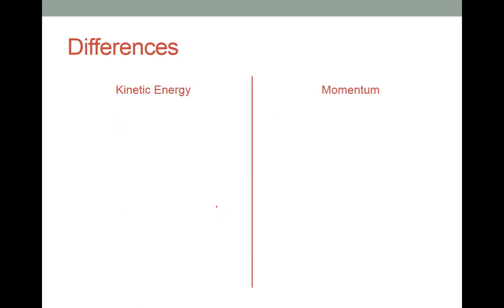Now we have two different ways of looking at motion that seem very related. Remember, we have kinetic energy, and that equaled 1/2 mv squared, and we now have momentum, p equals mv. Okay, there are some big differences between these, the biggest of which is that kinetic energy is a scalar and momentum is a vector. Okay.